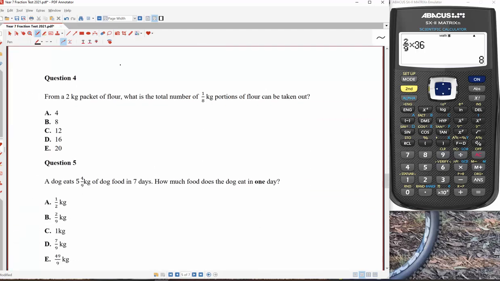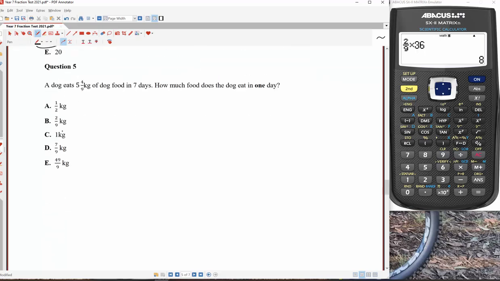Okay, from a 2 kilo packet of flour, what's the total number of 1/8 kilogram portions of flour that can be taken out? So we're looking at 2 divided by 1/8. So how many times does 1/8 go into 2? Well, that's the same as 2 times 8 over 1. So dividing by a fraction is the same as multiplying by its reciprocal, which is equal to 16. So we can do 16 of them.